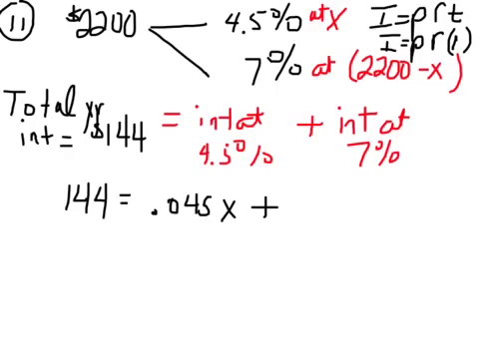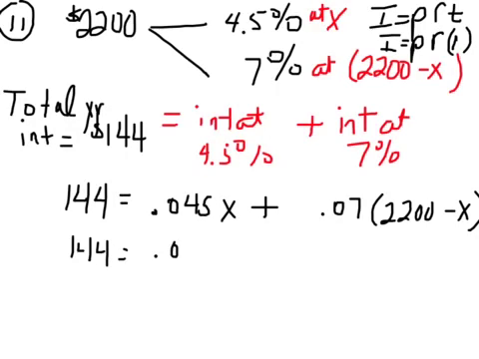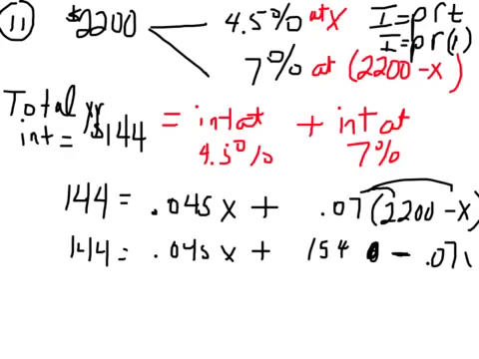Now we're going to add in the other investment. At 7%, what did we invest? Well, we invested $2,200 minus X. Okay, so if you do this, you get 0.045X plus, now we got 0.07 times 2,200. And if you distribute that, that ends up being 154 minus, I need to subtract here, 0.07X.